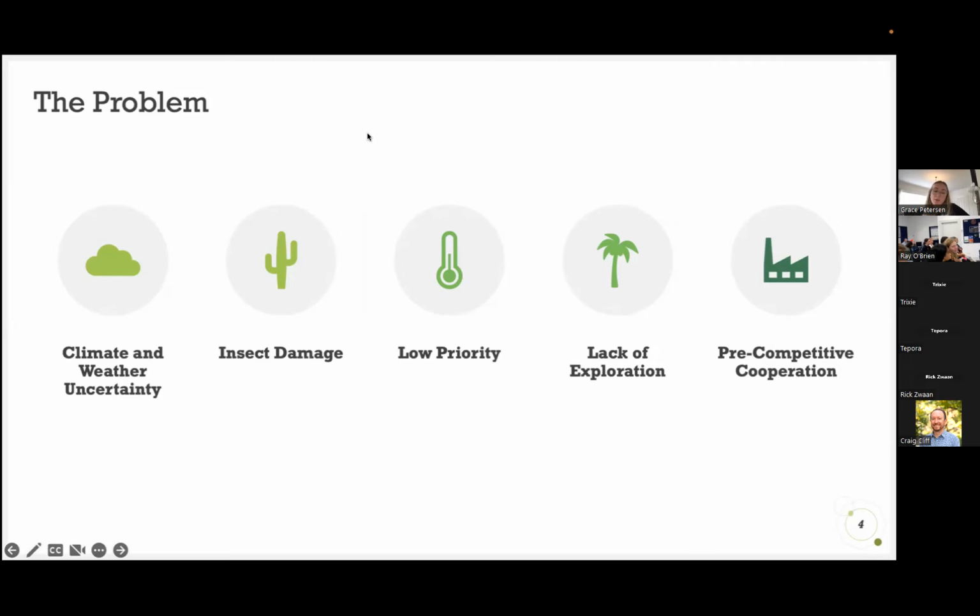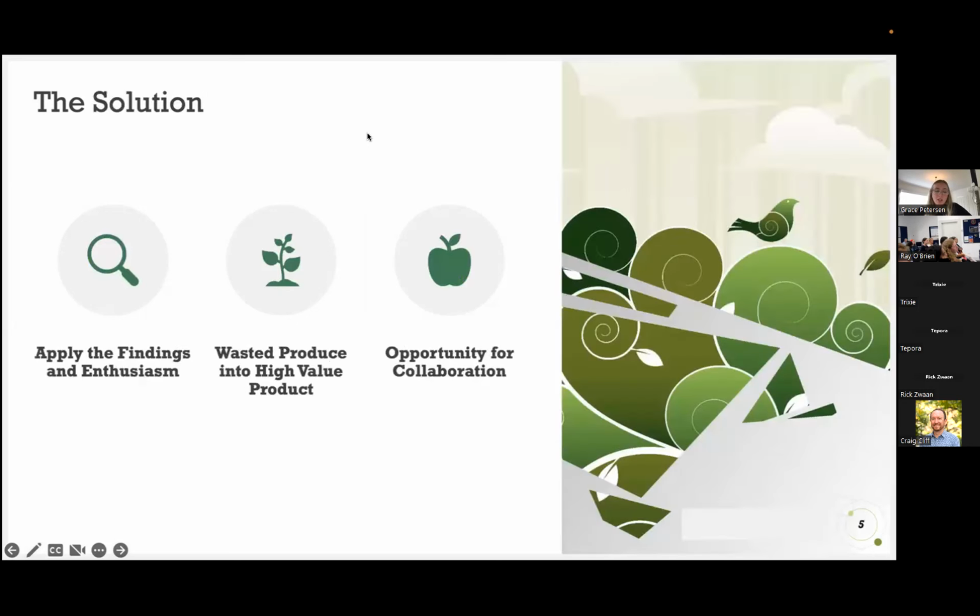Also being labelled as low priority in comparison to other issues that the growers are facing, as well as a lack of exploration and pre-competitive cooperation, has meant that there has been hesitation to find a solution to the problem at hand. Combining the findings and enthusiasm of the growers in order to increase the resilience of the sector will be key in finding a solution to the problem. This will mean utilising the volumes of waste to make a viable added value product, which will in turn increase and diversify income streams through potential collaboration with other horticulture sectors.